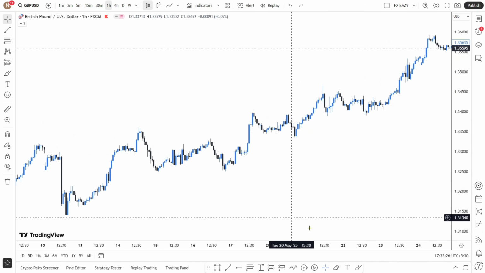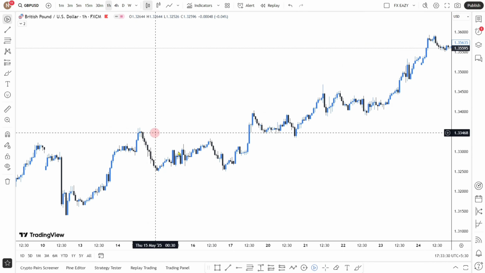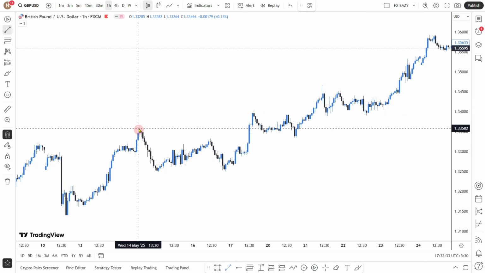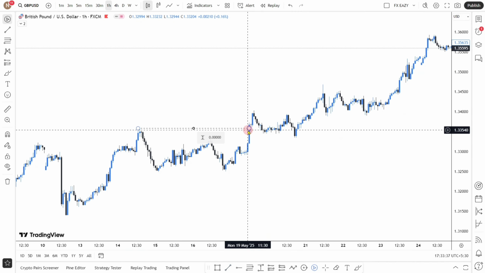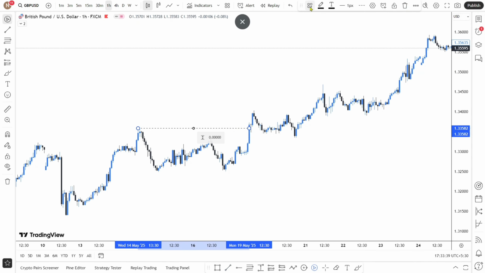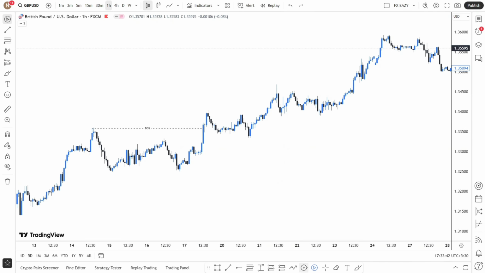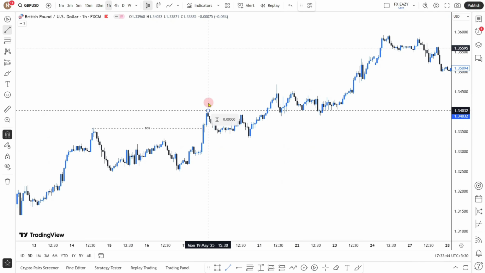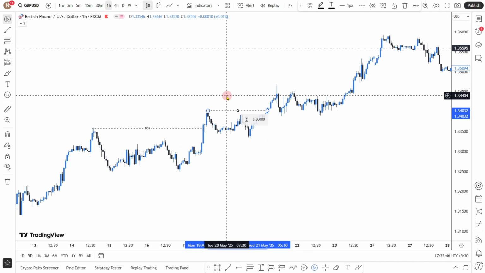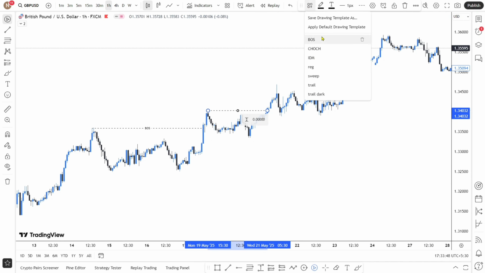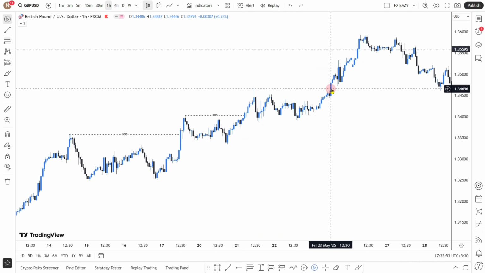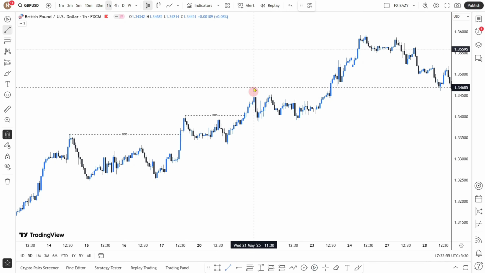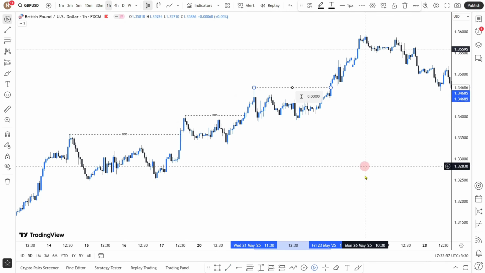See what is happening here. This is your high at this point, and the market is breaking your high here. The market has broken your high and the candle has closed also, so it is our confirmed BOS. And again, the market has given a closing above this level, so this is also our BOS. This is a BOS in an uptrending market. Again, here the market has given a close above this level, so this is also our BOS.